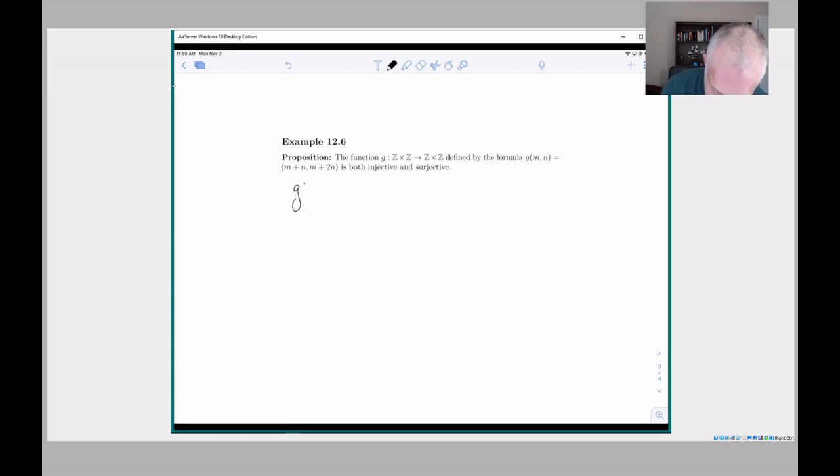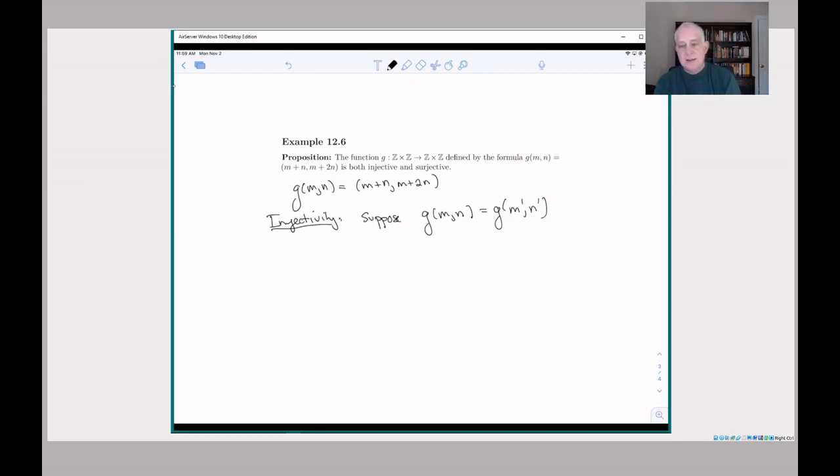So we have g of (m, n) is (m plus n, m plus 2n). And we want to know, is it surjective and injective? So let's test injectivity first. The pattern of an injectivity proof is we suppose that g of (m, n) equals g of (m prime, n prime). So what does that mean? It means that (m plus n, m plus 2n) is equal to (m prime plus n prime, m prime plus 2n prime).